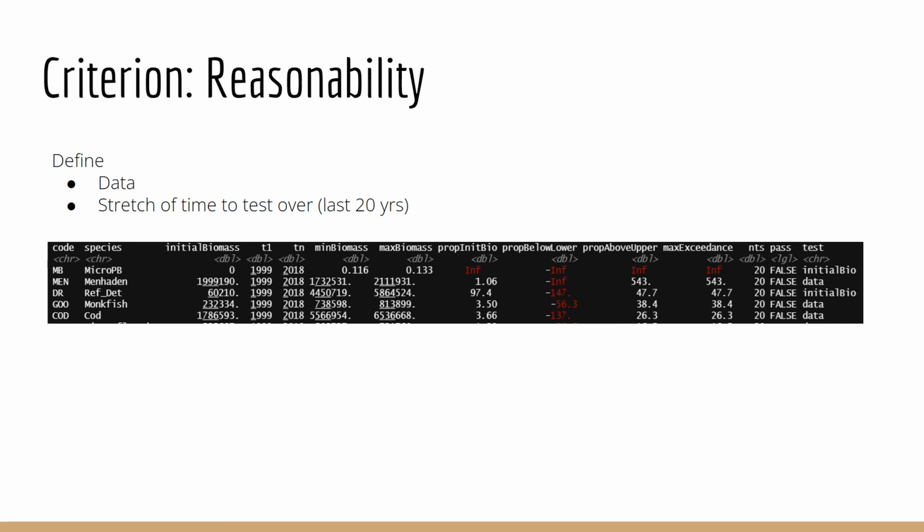So for this function, we get a pass or a fail, like all the other functions, and if you look at the last column, you'll be able to determine if this pass or fail was based on actual data or initial biomass values. We do find that if a species tends to fail this test, it's usually because the species is too abundant rather than not abundant at all. So let's focus on that.